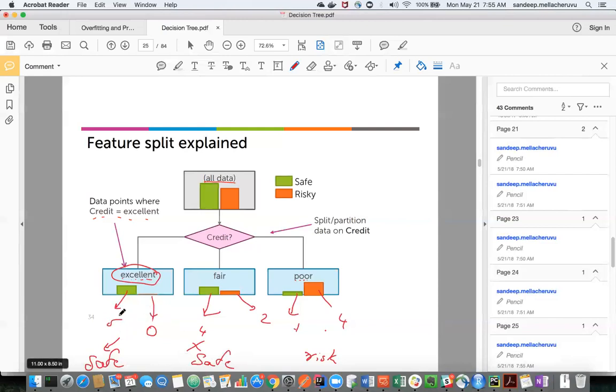Here there are no risky loans, all are safe loans. That's why you can easily say that it is a safe loan. But here there are some risky loans as well. When credit equal to fair, you cannot say that it is always safe. Sometimes it may be risky also. Here also, when credit equal to poor, you cannot say don't give the loan at all. Sometimes it is safe as well. So predicting safe in this node is not exactly the same as predicting safe here. Yes or no?